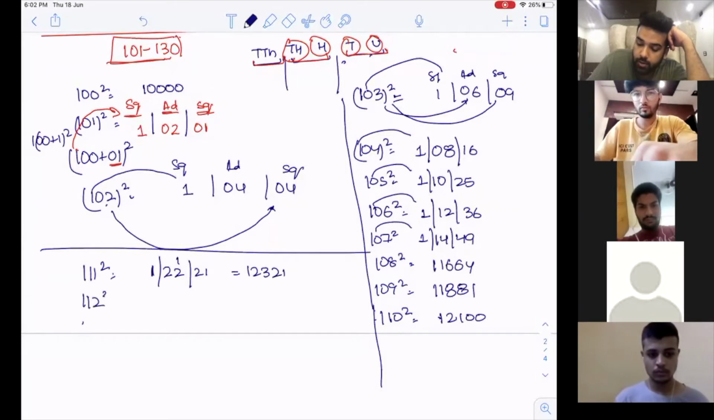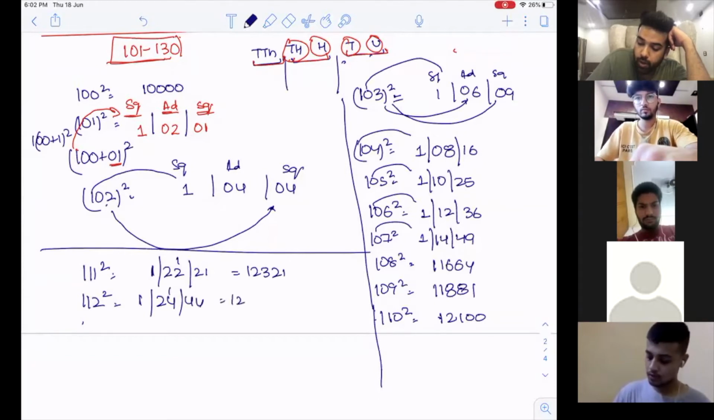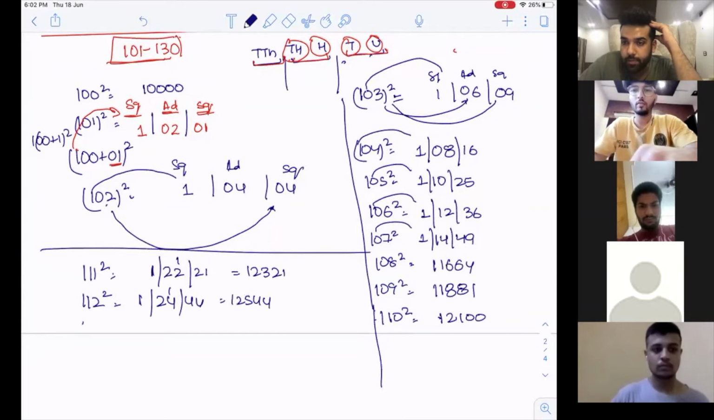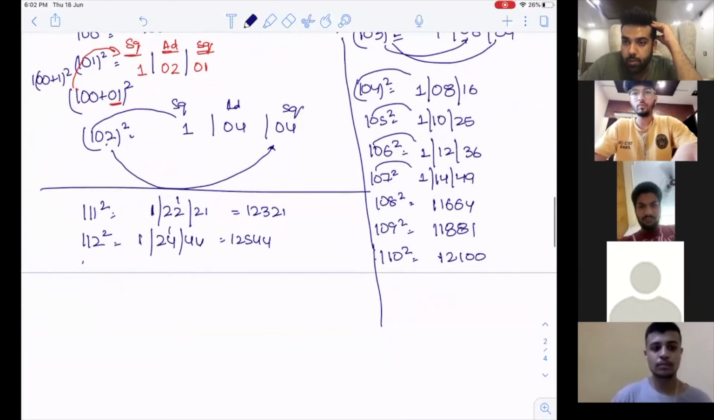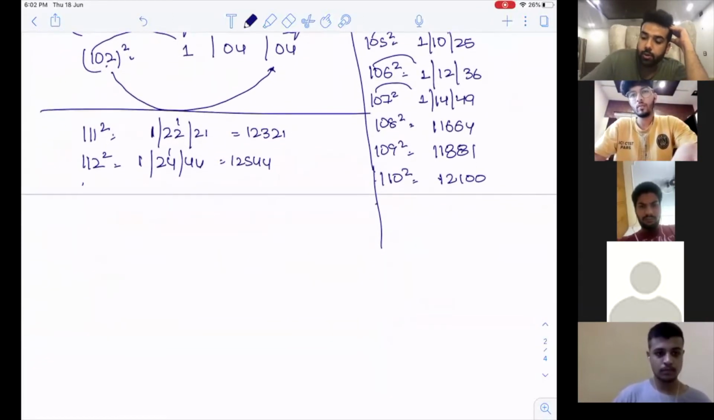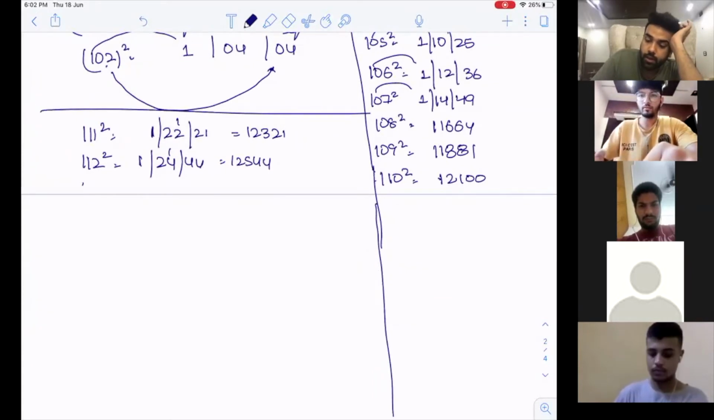112 square. 1 square is 1. 12 plus 12 is 24. 12 square is 144. 1 carry forward. 12544. Any doubts, anybody? It will get carry forward. Okay, quickly. Now you'll keep on telling me. Rohan, you're going to tell me, so turn on your mic.